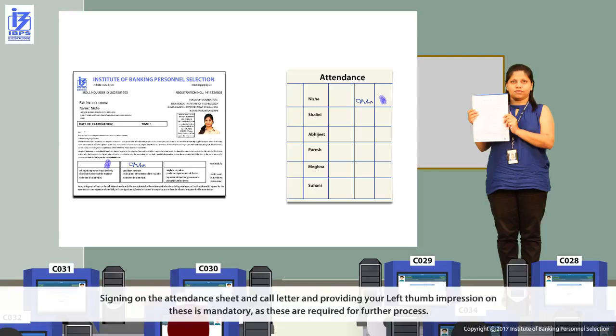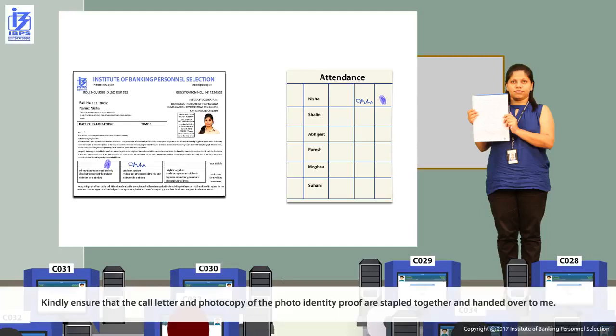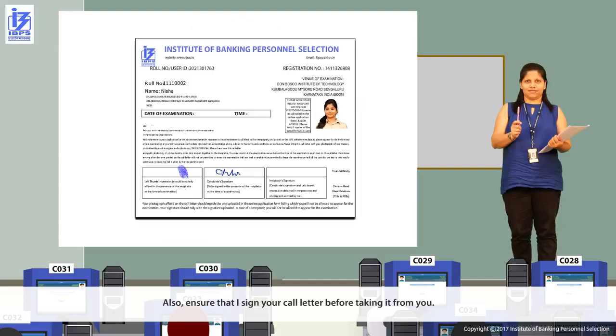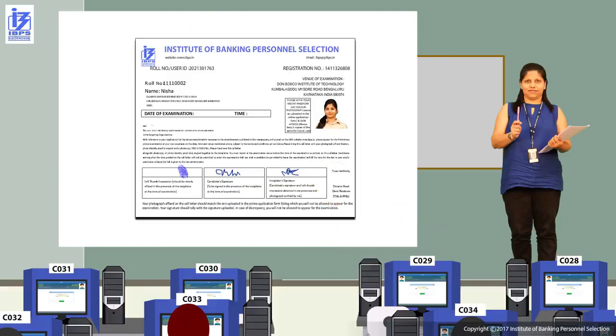Signing on the attendance sheet and call letter and providing your left thumb impression on these is mandatory, as these are required for further process. Kindly ensure that the call letter and photocopy of the photo identity proof are stapled together and handed over to me. Also ensure that I sign your call letter before taking it from you.